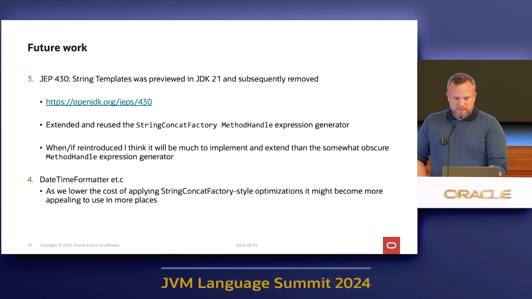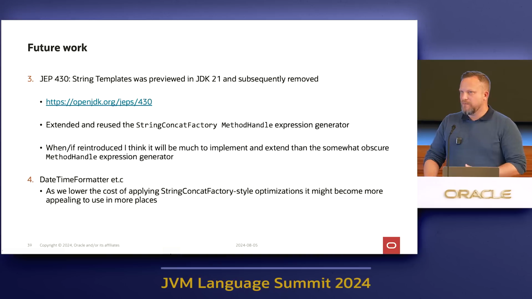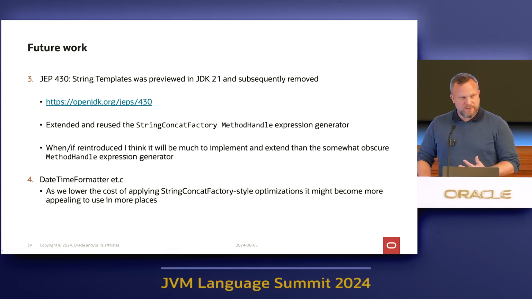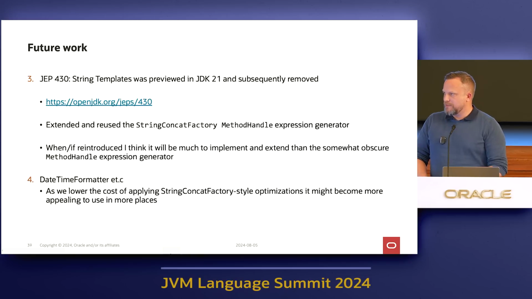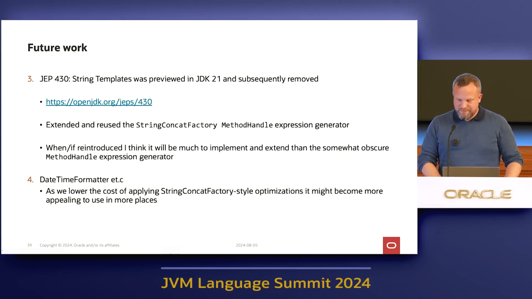We can look forward to any reintroduction of the string template work with a warmer, fuzzier feeling, as it can reuse the same thing that StringConcatFactory is doing, because we're lowering the cost of it. And as we lower the cost of applying StringConcatFactory style optimization, it might become more appealing to use in more places. Xiaojin already has PRs sent out to do something with datetime format, and I haven't been able to review it. But yeah, we can look at those kind of bootstraps and optimizations later.